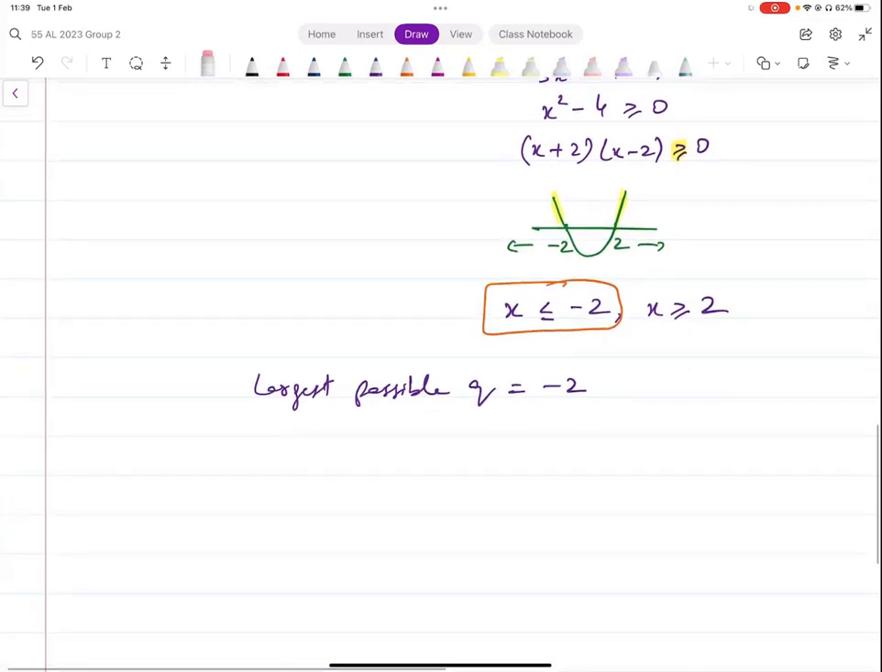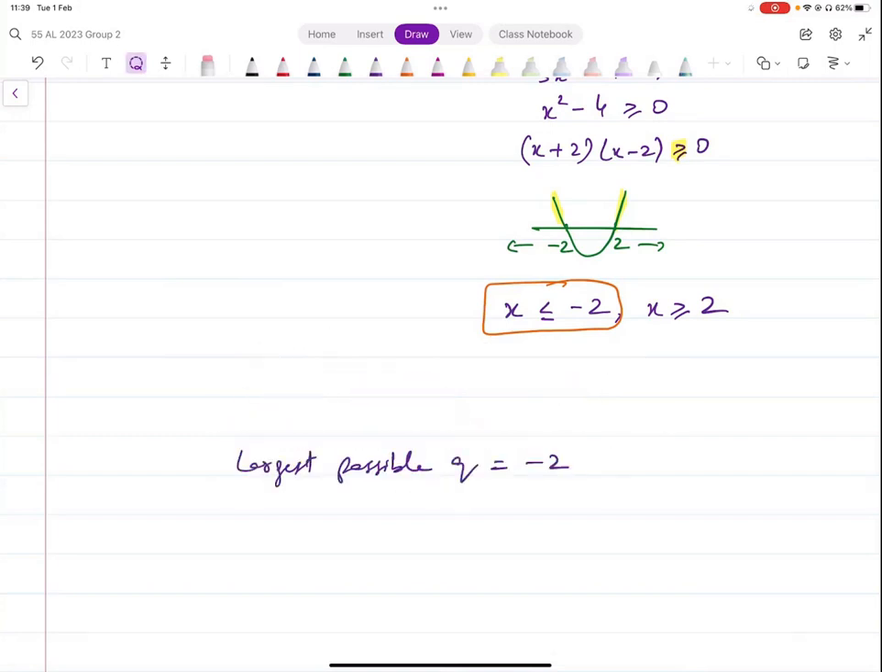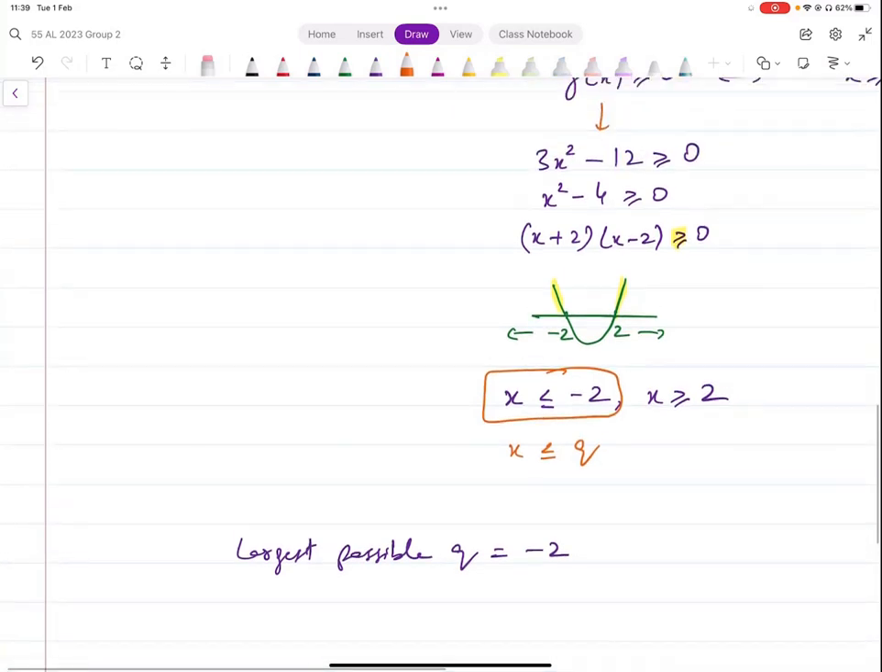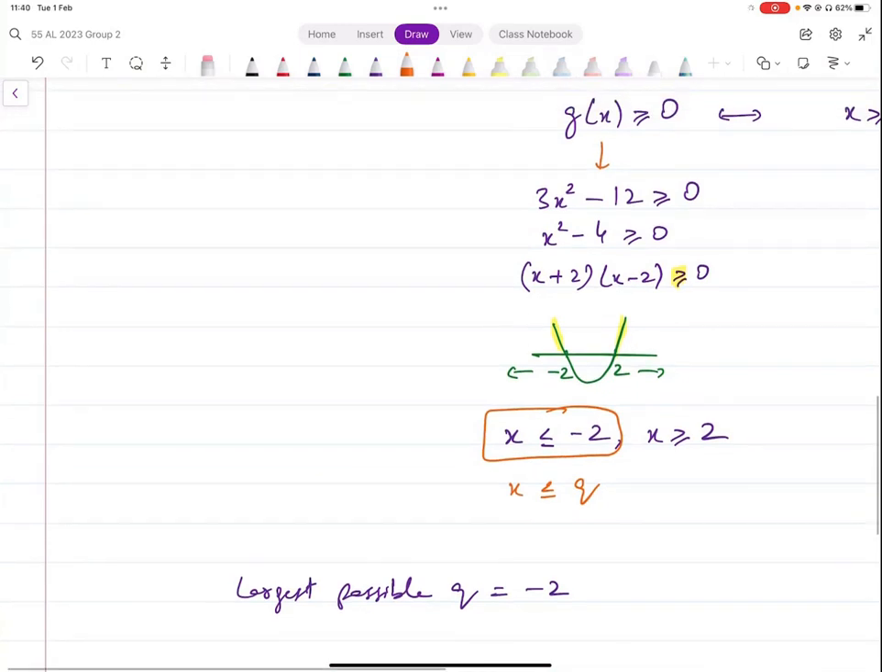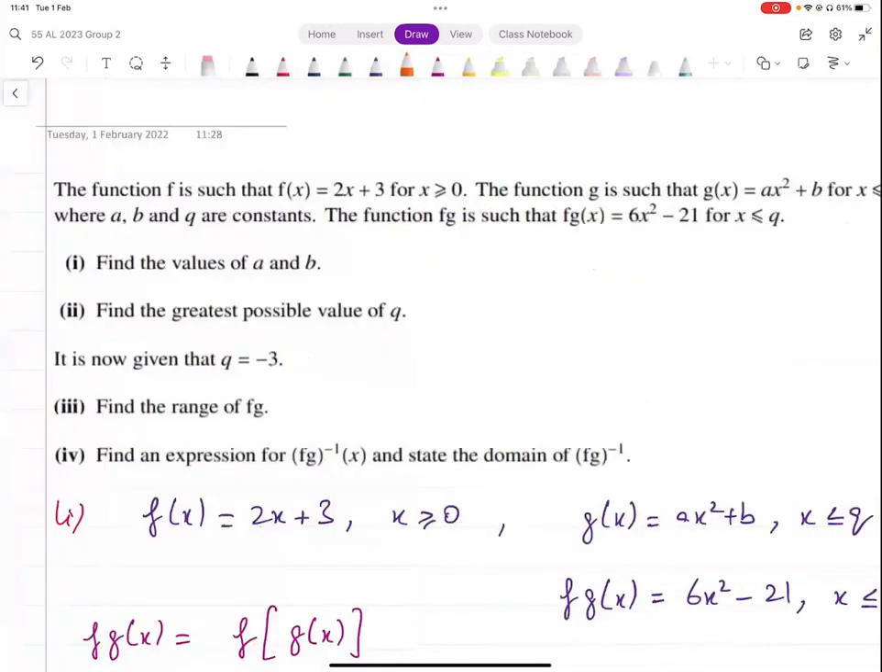Because we're comparing it with what? We're comparing it with x less than or equal to q. We were given x less than or equal to q. So q ≤ -2, or something smaller than that. So the largest possible value of q is -2. Set of the domain of the outer function. These are two important points that you need to remember. Let's look at the third part.